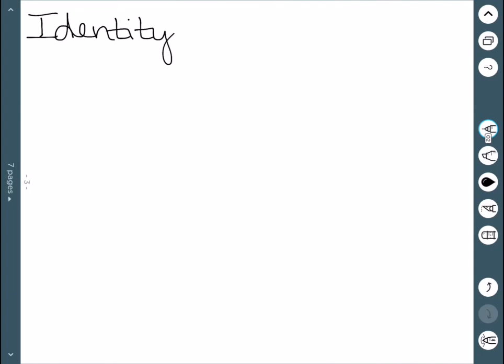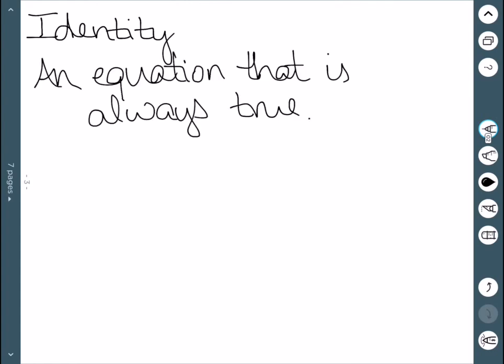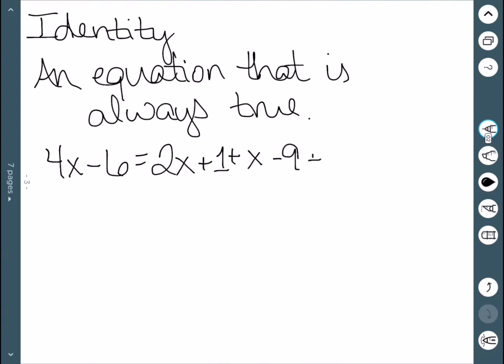Next, we'll look at an identity. An identity is a particular type of equation. This is an equation that is always true. It doesn't matter what you put in for x, you'll get a true statement. For example, if I have the equation 4x minus 6 is equal to 2x plus 1 plus x minus 9 plus x plus 2. This is an actual identity.